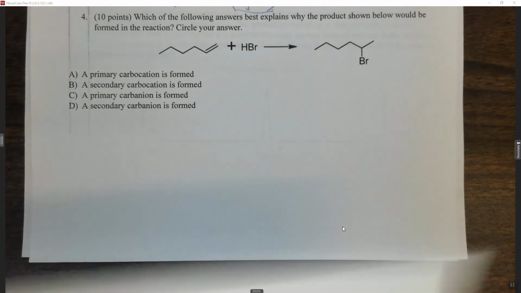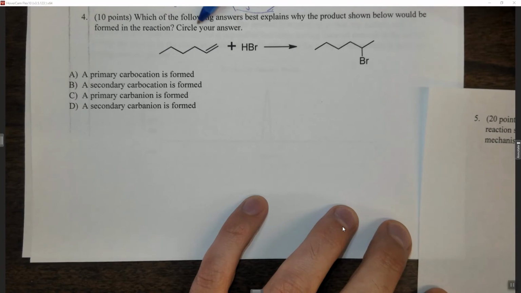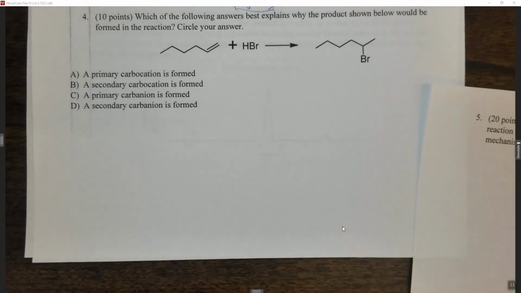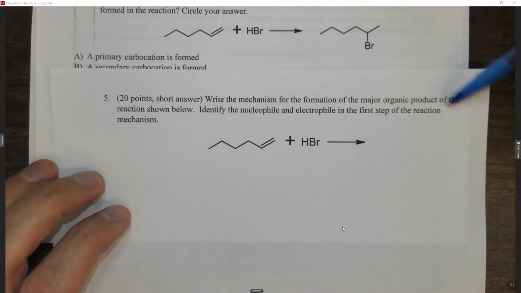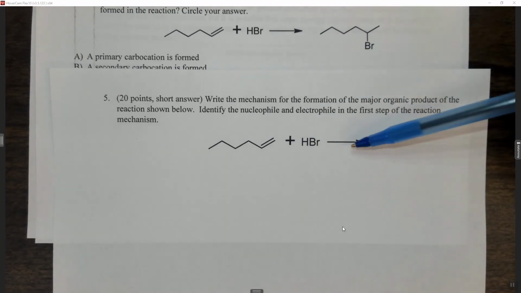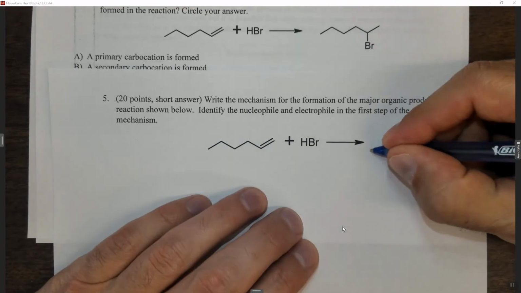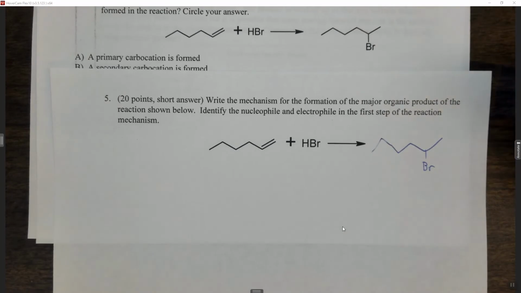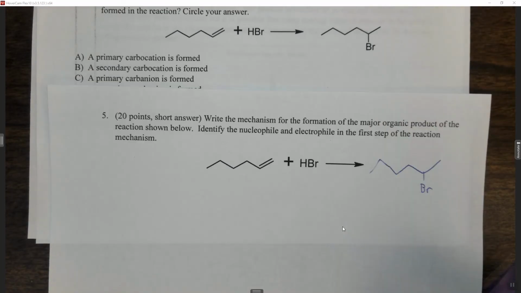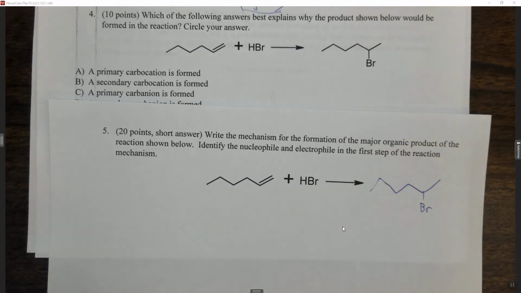So question 4 asks us which of the following answers best explains why the product shown below would be formed in the reaction, and then circle your answer. Okay, and then in question 5 we're asked to write the mechanism for the formation of the major organic product of the exact same reaction. So the first thing we need to realize is that the product is the product that's shown right there. So I'm going to do these together because it's going to be easier to write which of the following best explains why if we see what the mechanism is.